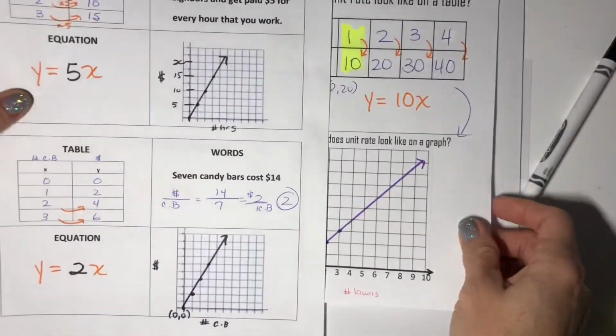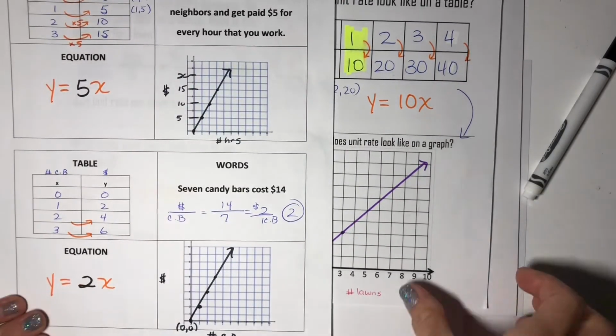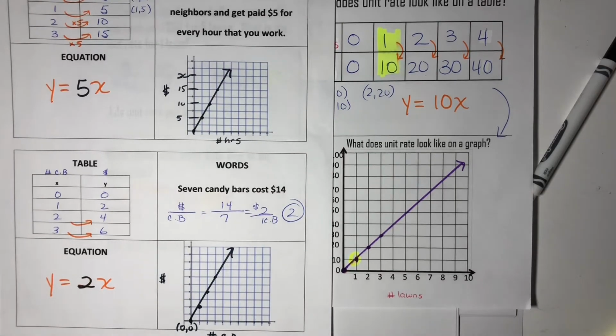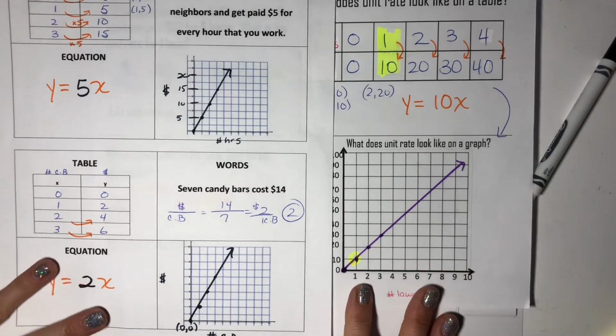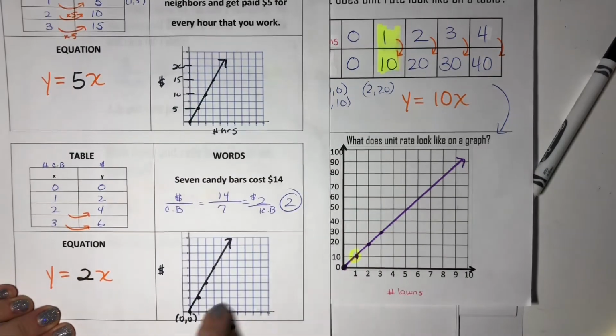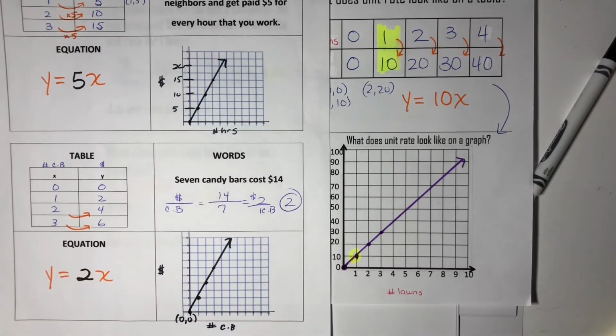So let's do this. I've got 3 graphs. What do you notice that they all have in common? Hopefully one of the first things you're thinking is they're all a straight line, okay? Because that's super important. Yes, they're all a straight line. Where do these lines start? They all started at the origin. Those are the 2 things that I was kind of hoping that you caught on to.